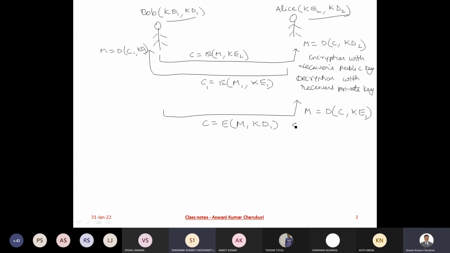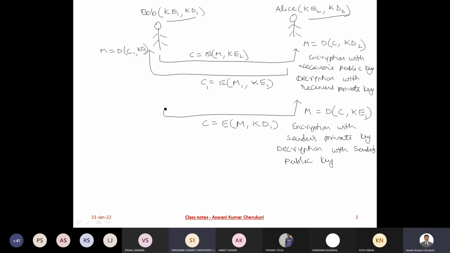So encryption with the sender's private key, and decryption with the sender's, which key? Public. Okay.